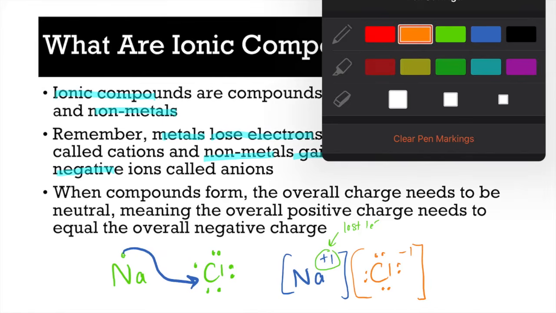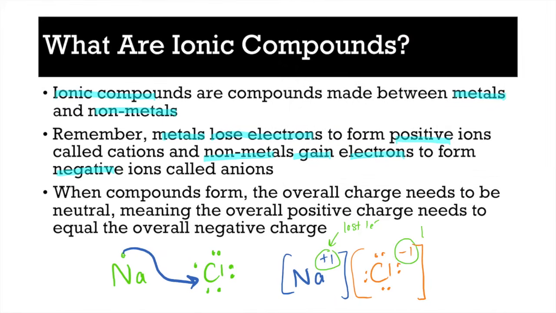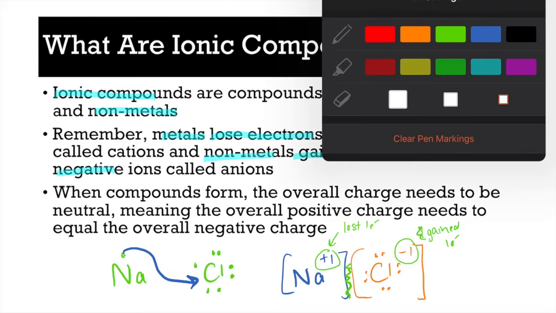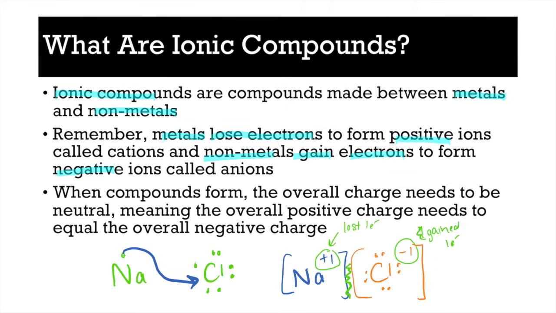And remember, -1 means you gained 1 electron. So positive and negative stick together, and now this attraction between the positive and negative is your ionic bond. Okay, so when a compound is formed, the overall charge needs to be neutral.